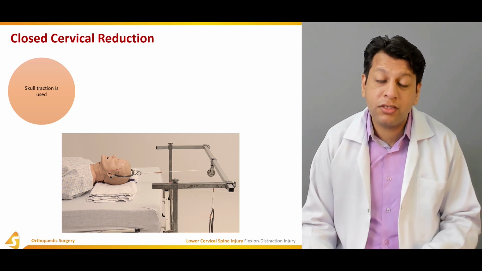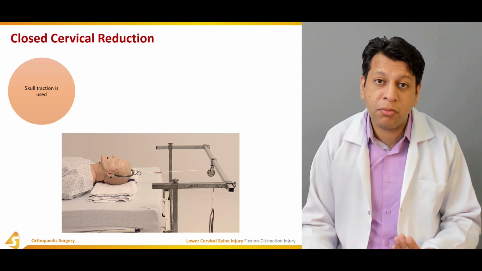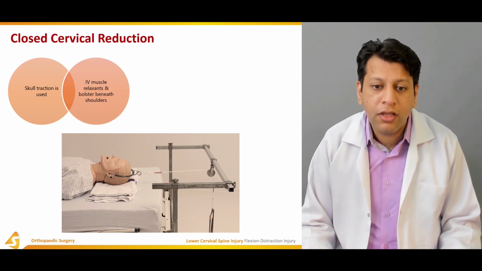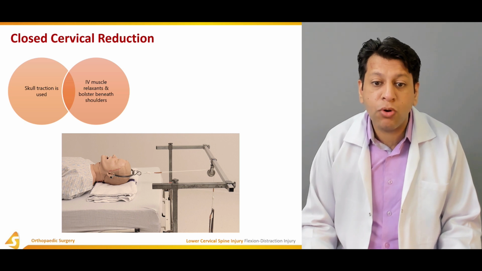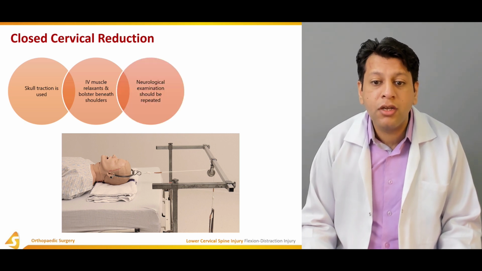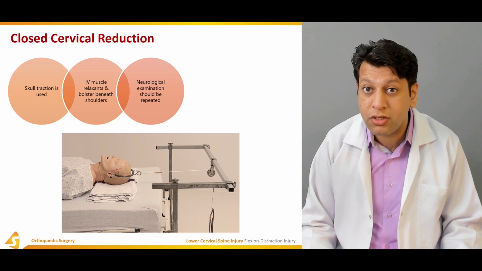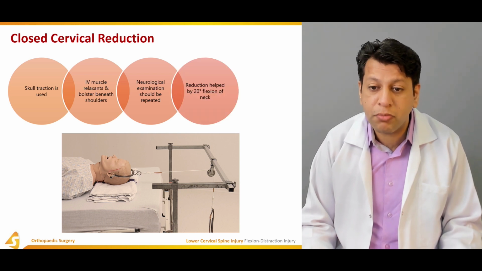And as it is a flexion distraction injury, we have to first apply the traction and then extend it, the reverse of the injury mechanism. IV muscle relaxants and bolsters beneath the shoulder are placed. Neurological examination should be repeated because we do not want to further harm the patient and do not want to increase the neurological compromise of the patient.